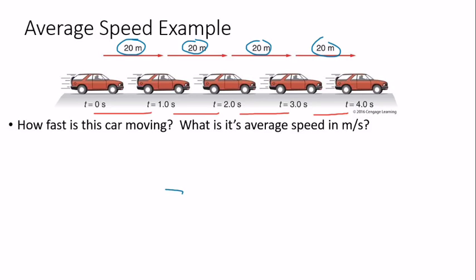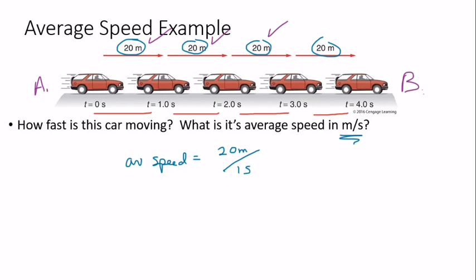One quick way to do it: our question asks for the average speed in meters per second. So average speed is equal to 20 meters per 1 second. That's pretty cool. Now if we wanted to calculate the full 4 seconds, if we call this location A and this location B, the distance from location A to location B would be 4 times 20 meters. So the total distance is 80 meters.